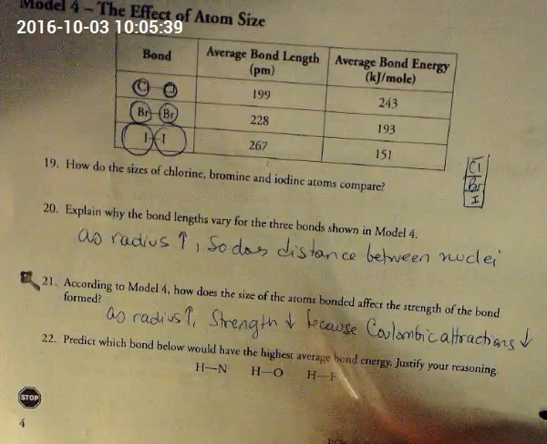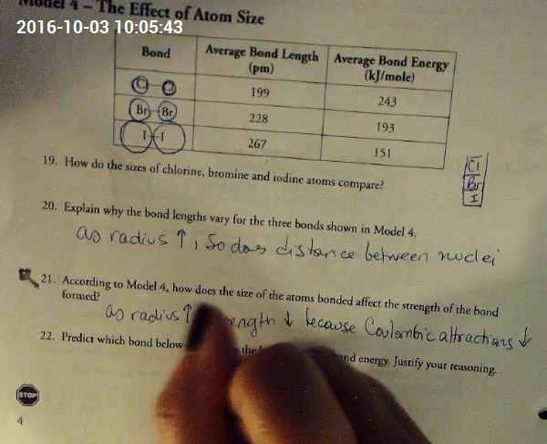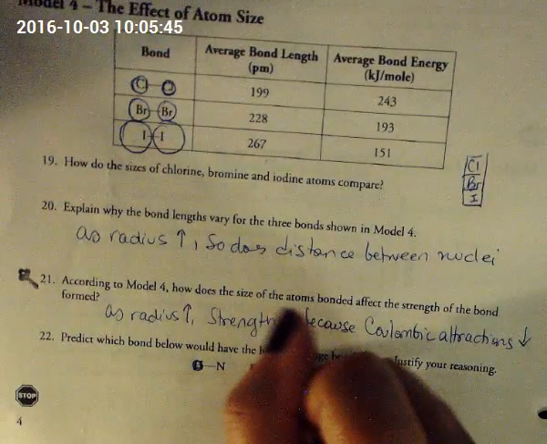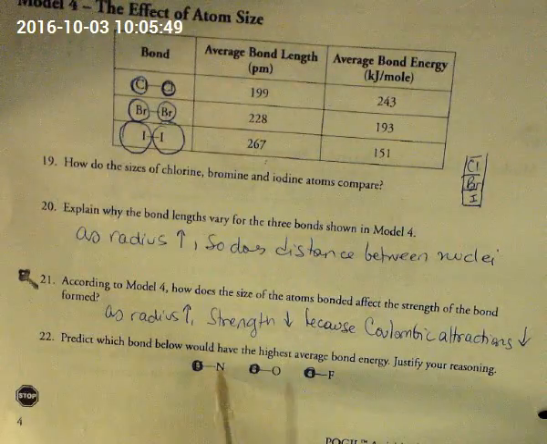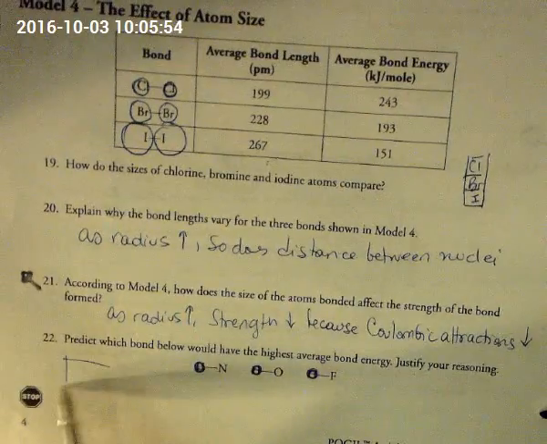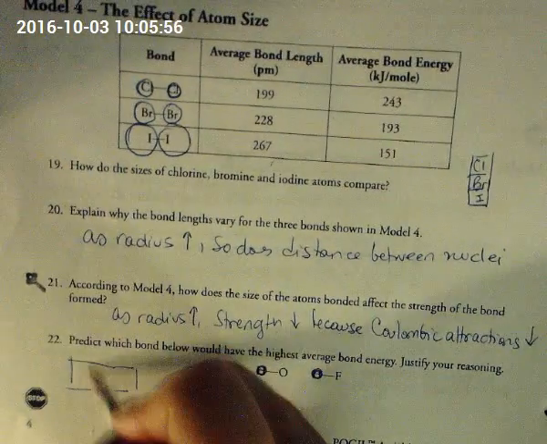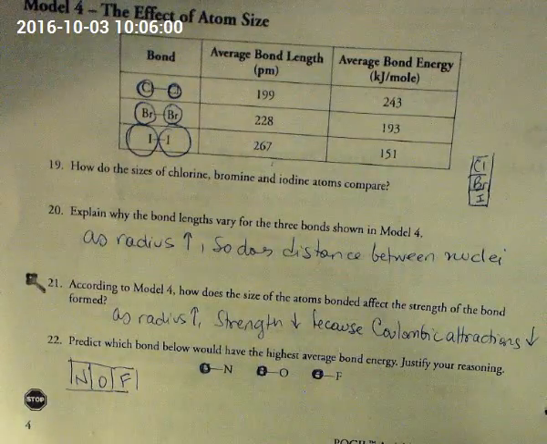Okay, well, let's take a look. This model's on radius, right? So maybe I should draw something here. I'm going to draw a tiny little atom for the hydrogens. I'm going to make them equal in size. And now let's take a look at nitrogen, oxygen, and fluorine. Where are they on the periodic table? Are they side by side in the same period? Nitrogen, oxygen, fluorine.